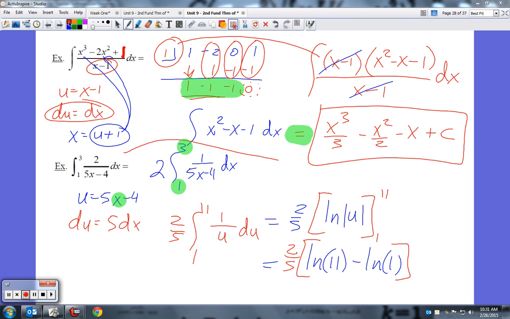What's the natural log of 11? Something, right? Yeah, good answer. Bryson, what's the natural log of 1? 0. So my answer is 2/5 natural log of 11 units squared. Do you not have to plug it in to find the actual value multiplied by 2/5? If it was a calculator problem, yeah, it's just plug and chug, way easy. But most likely it'll be written like this.